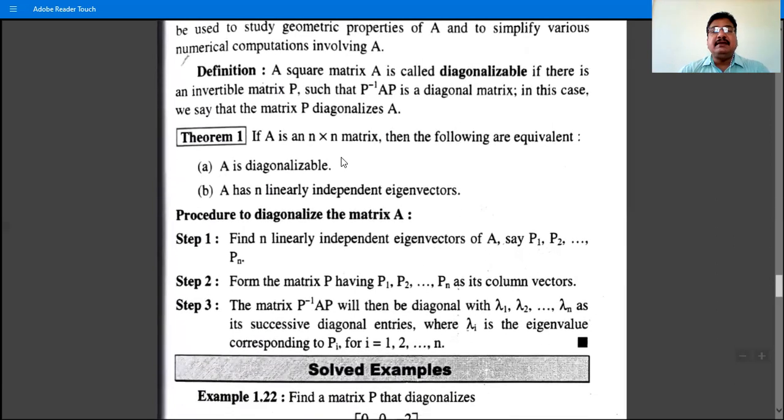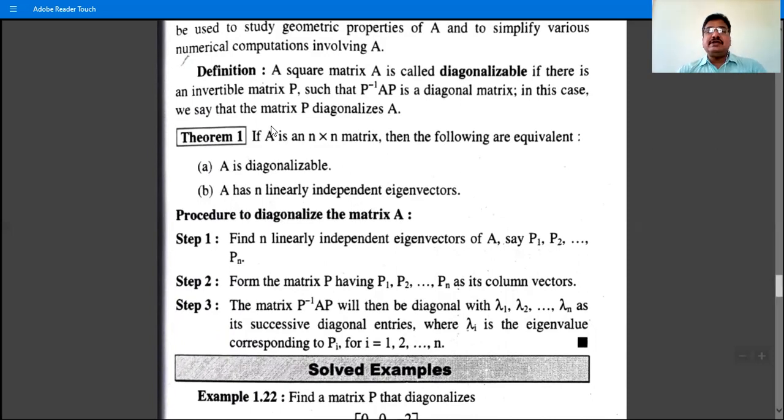So how can we find this matrix P? For a square matrix A of order n by n, the following are equivalent. A is diagonalizable. A has n linearly independent eigenvectors. What is n? n is the order of this matrix. That is, if A has n linearly independent eigenvectors, then A is diagonalizable. This is an equivalent statement, or if and only if type theorem. A is diagonalizable if and only if A has n linearly independent eigenvectors.